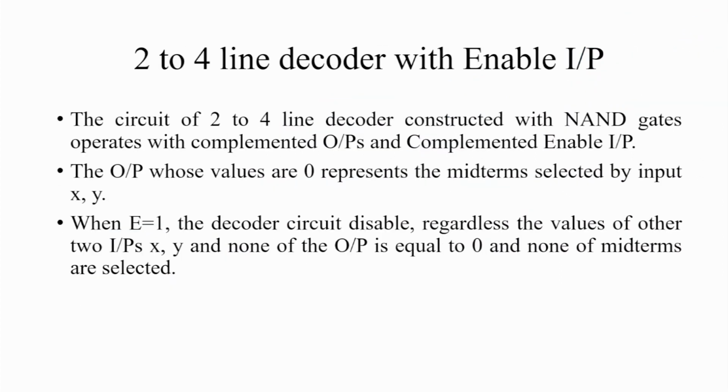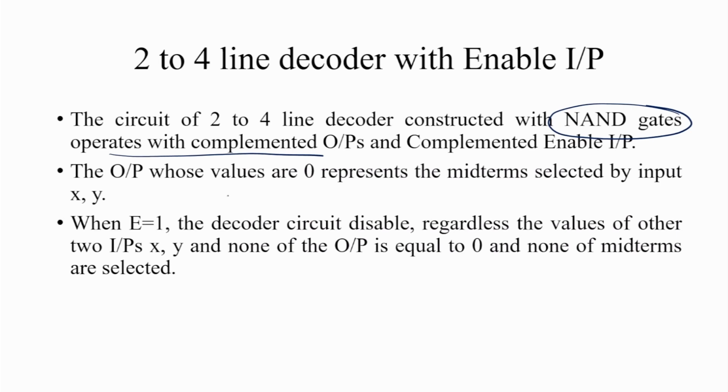The circuit of the 2 to 4 line decoder is constructed with NAND gates. Generally, decoder with enable input circuits are constructed with NAND gates, which perform the reverse operation of an AND gate. At a particular moment of time, or at particular min terms, only a single output line is 0 and the rest of the output lines are 1, and that particular output line corresponds to a particular min term. So, the circuit of the 2 to 4 line decoder constructed with NAND gates operates with complemented output and complemented enable input. Means when enable input is 0, then the circuit behaves.